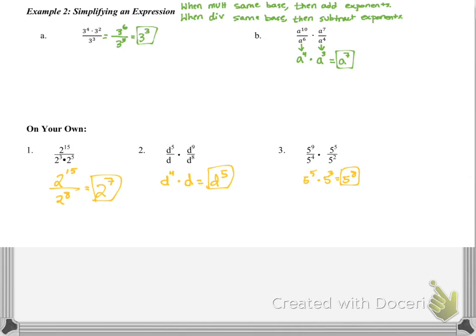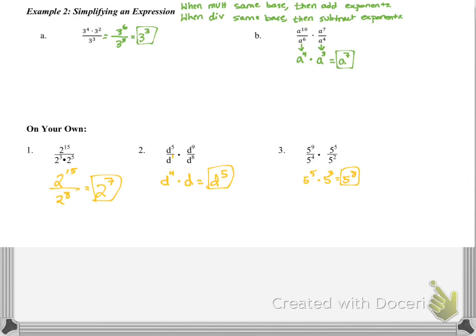Here are the simplified expressions for the on your own problems. Number 2, I do want to make a note here. Again, if there's no exponent written, that means there's an invisible 1, right? So d to the 5th divided by d to the 1st simplified to d to the 4th.